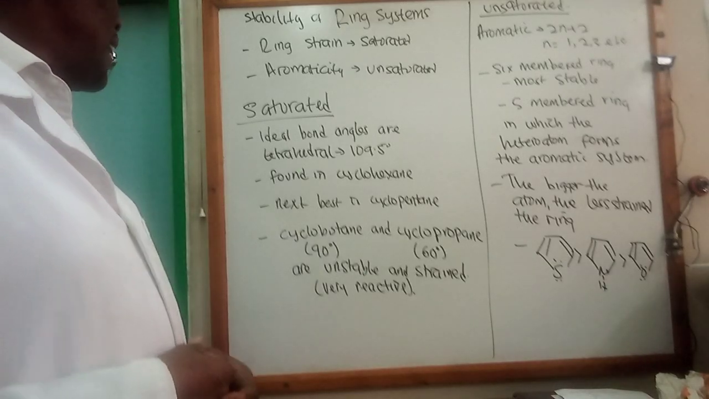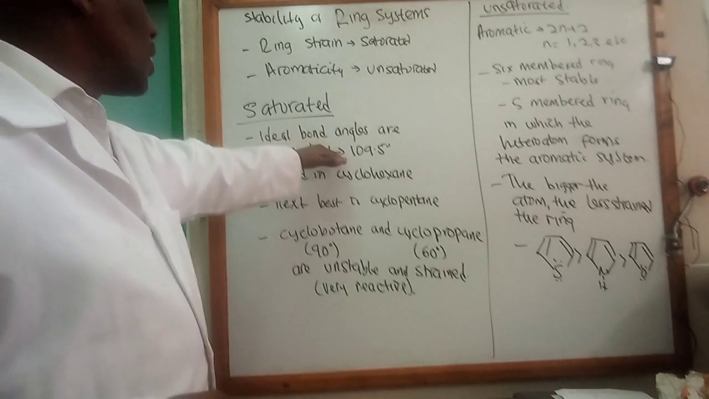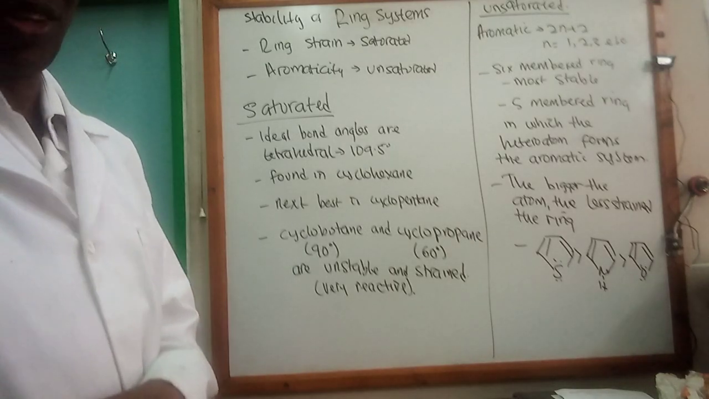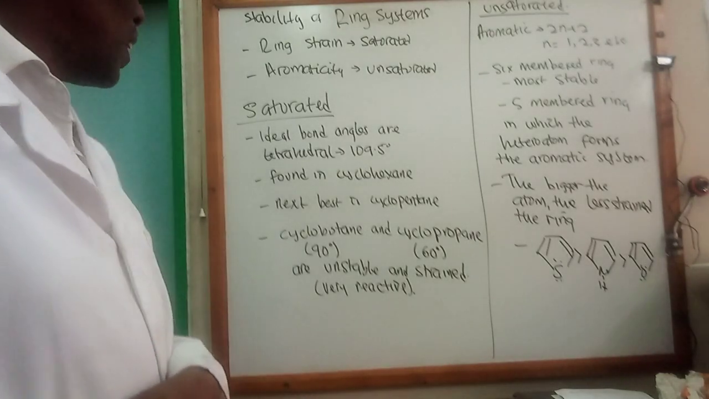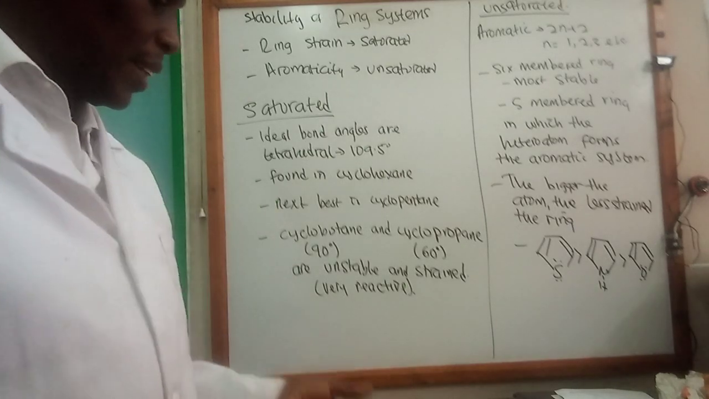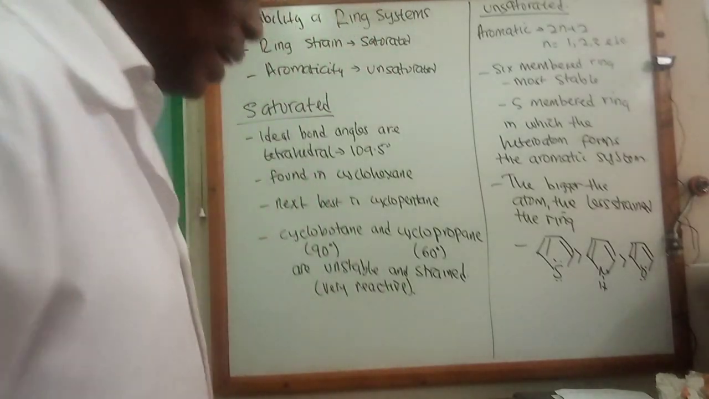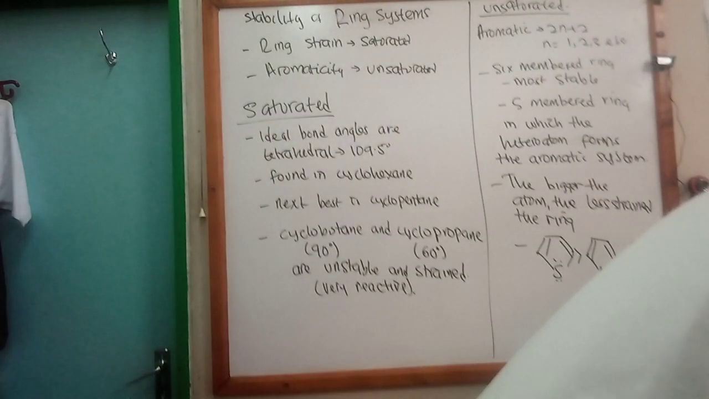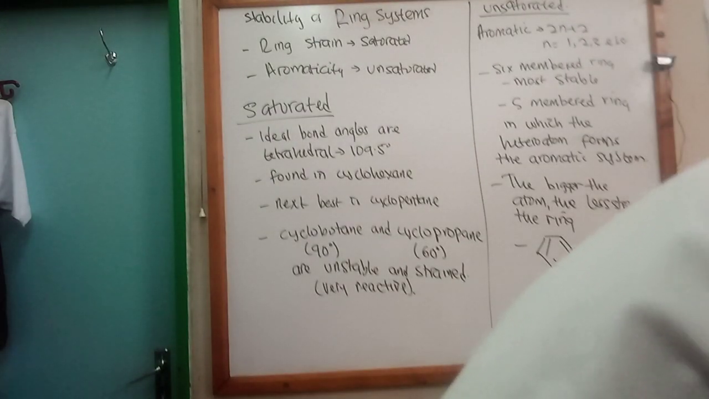Now, the ideal bond angles are tetrahedral, whereby the bond angles are going to be 109.5. You've seen a tetrahedral system. I think I'll be able to show one later, or maybe I can just show.